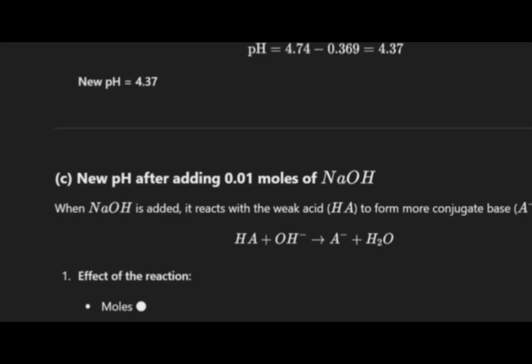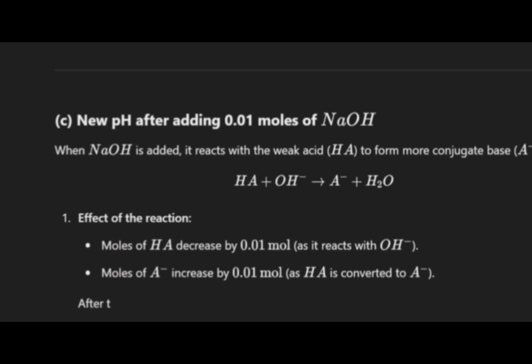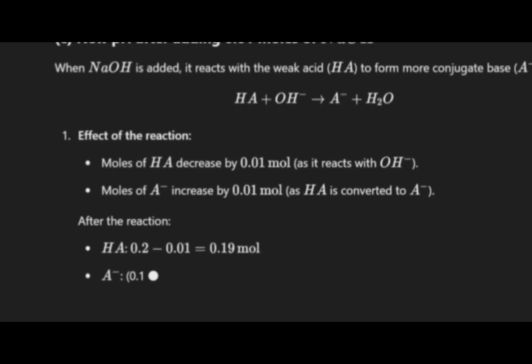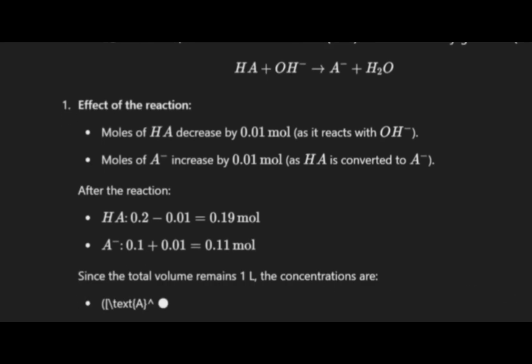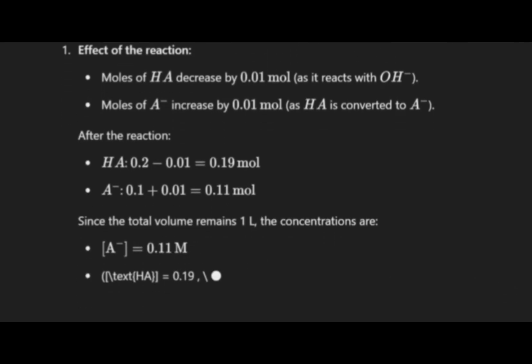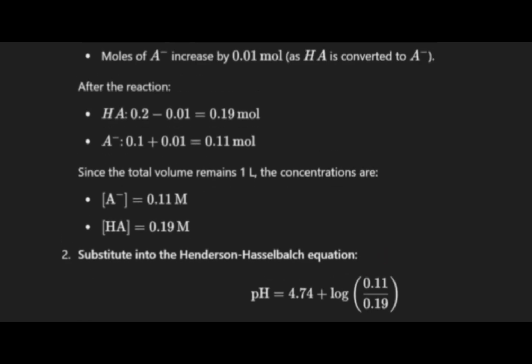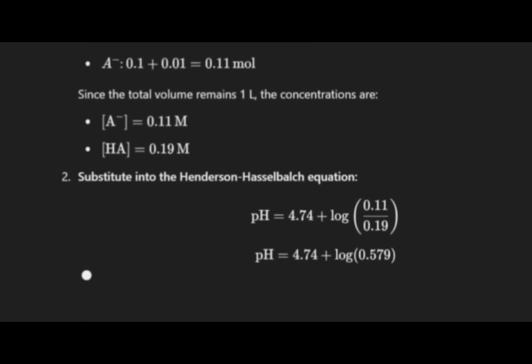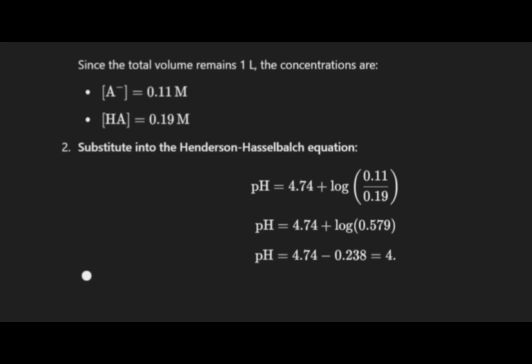Step 3. Calculate the new pH after adding 0.01 moles of NaOH. When NaOH, a strong base, is added, it reacts with the weak acid, HA, to form more A-. The formula for the reaction is HA plus OH- gives A- plus water. The moles of HA decrease by 0.01, and the moles of A- increase by 0.01. After the reaction, moles of HA equal 0.2 minus 0.01, which is 0.19. Moles of A- equal 0.1 plus 0.01, which is 0.11. Since the volume remains 1 liter, the concentration of HA is 0.19 molar. The concentration of A- is 0.11 molar.